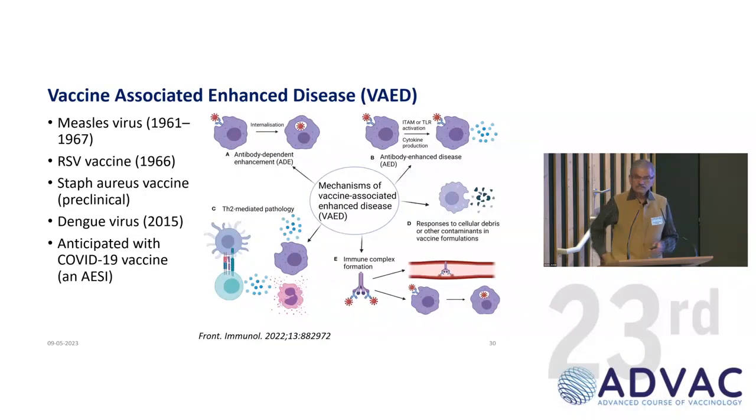Vaccine-associated enhanced disease is a very confusing state. Although we talk about it with dengue vaccine recently, and RSV, I think many of us may not be so much aware, but dengue is the last few years. The question is, how do you differentiate it from a vaccine failure? So still the definition issues and the conditions which lead to vaccine-associated enhanced disease or antibody-enhanced disease need to be understood a little better.